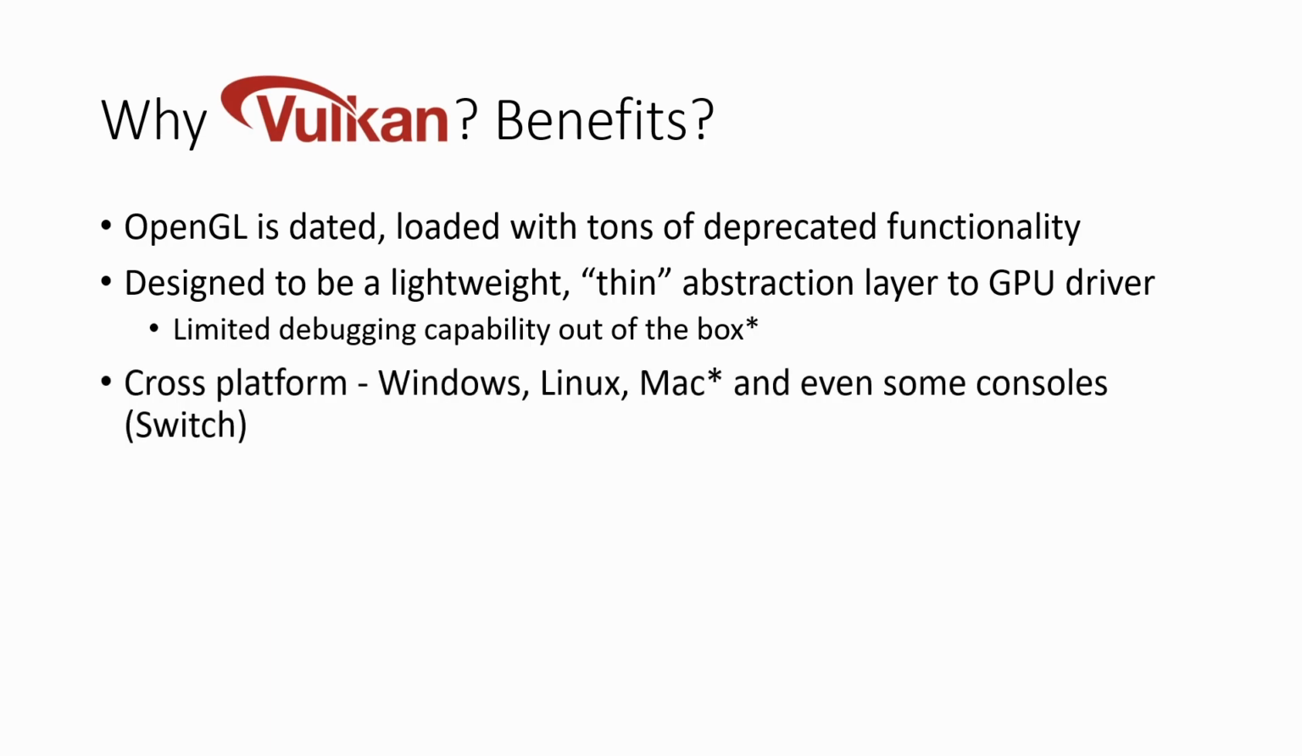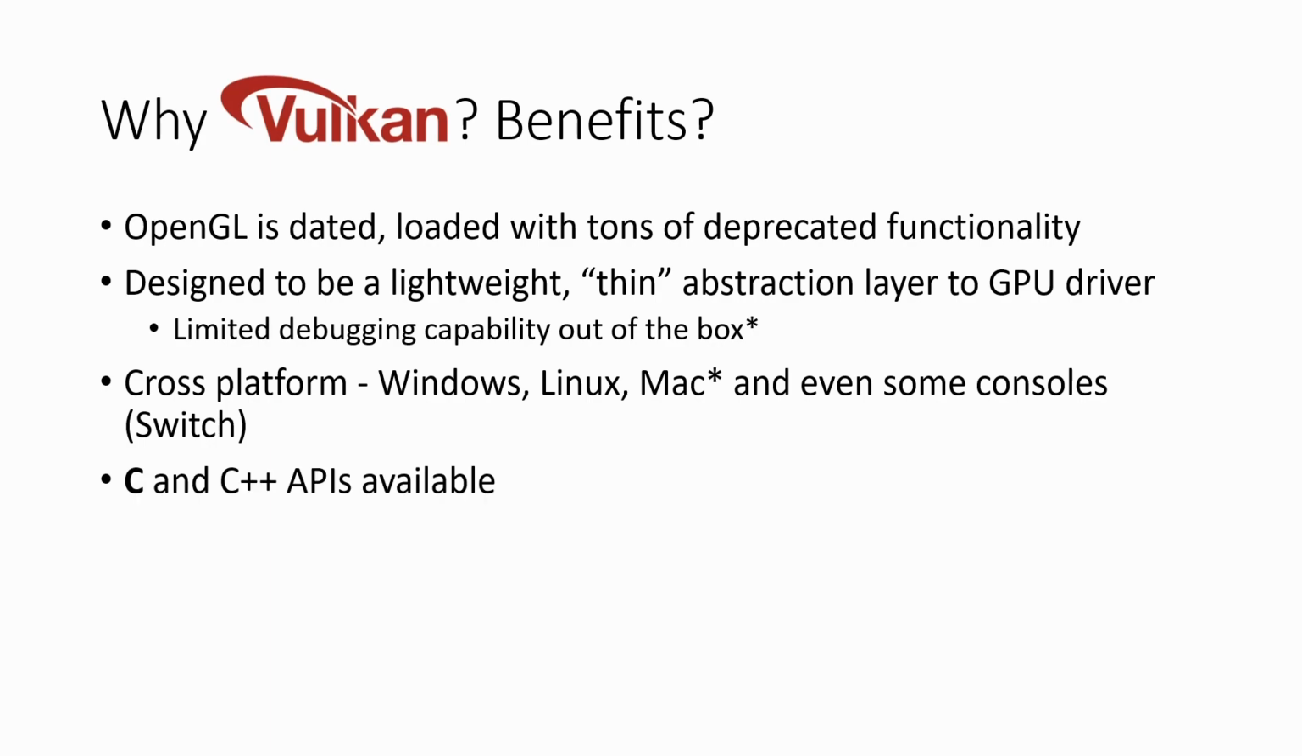Another reason is cross-platform. Out of the box, it supports Windows and Linux. Mac, I have an asterisk next to because it uses something called Metal, but there is something called MoltenVK that we will be using to make Vulkan work on a Mac. We will tackle that down the road, but we will be supporting Windows and Linux right off the bat. We even get some consoles, such as the Nintendo Switch, that has Vulkan support. So if at some point we want to port to the Switch, this engine will be able to do that. Of course, that requires signing NDAs and a whole bunch of other stuff with Nintendo, but technologically speaking, it will support that.